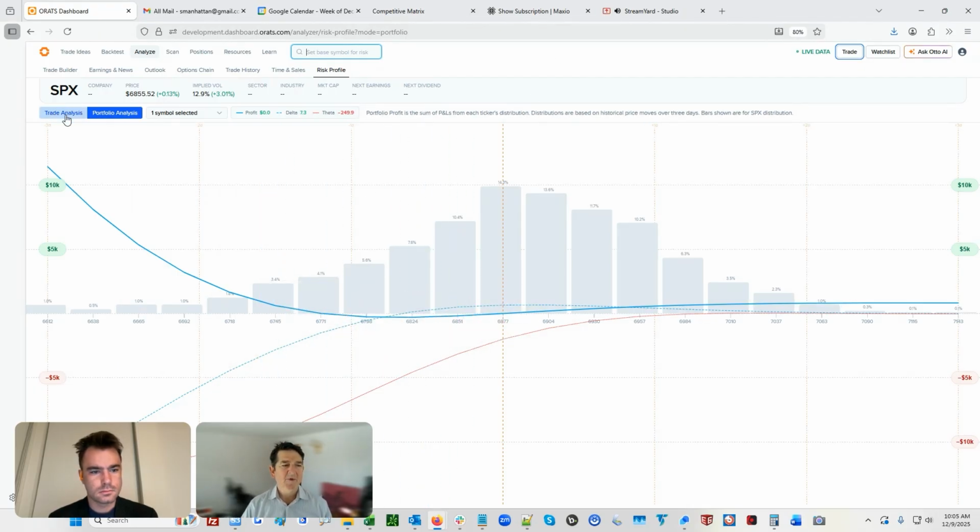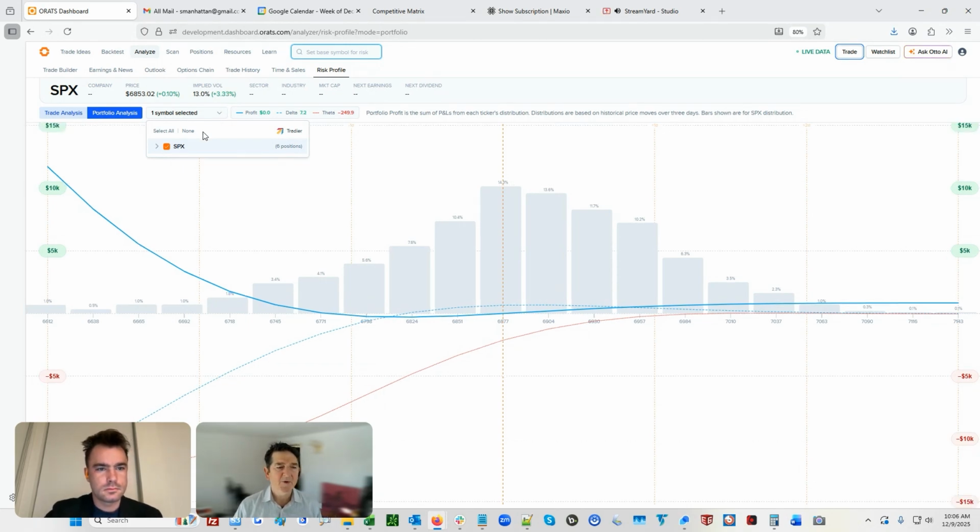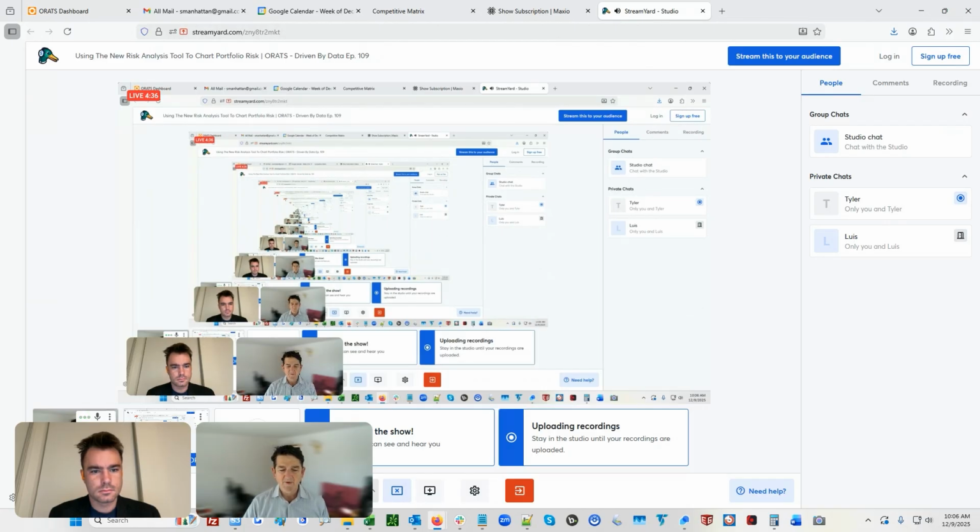There's trade analysis, but we're on portfolio analysis. Portfolio analysis is going to look at all of your symbols and mark those symbols. In this one, like I said, we only have SPX, so that's the only one there. Then what we do is we combine these, and there we see the delta of 7.2 and 249. So far so good there, Tyler.